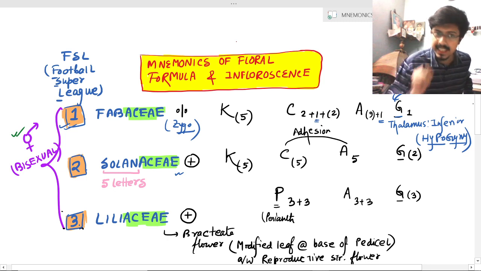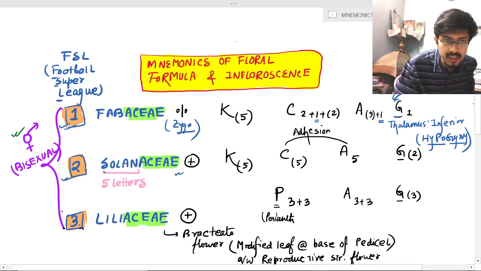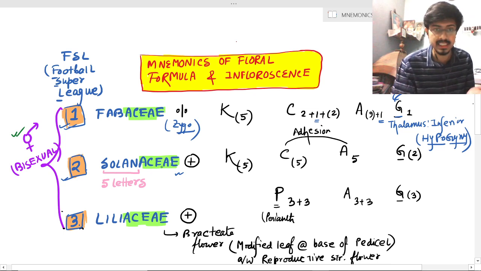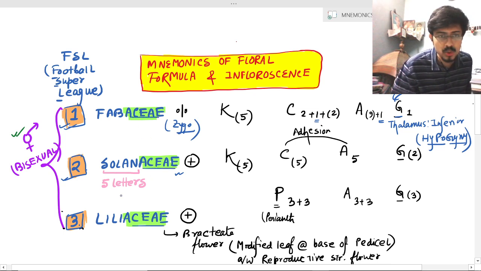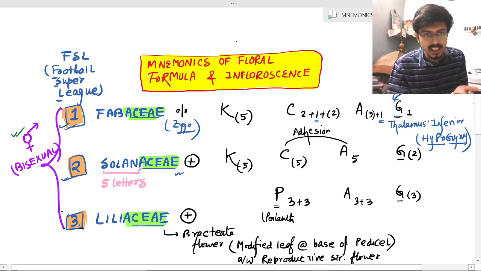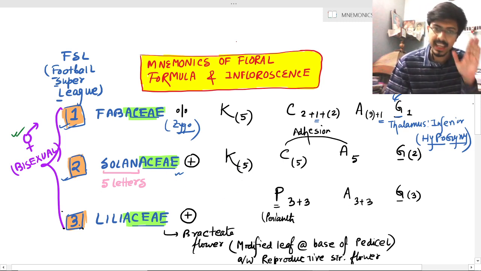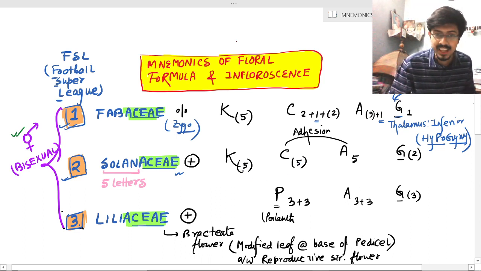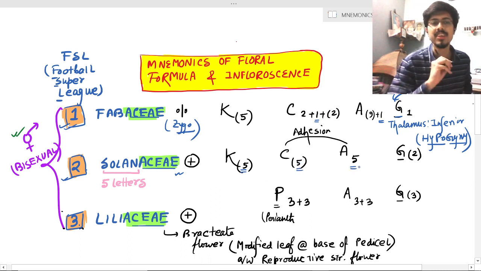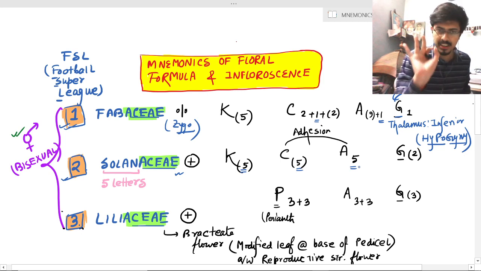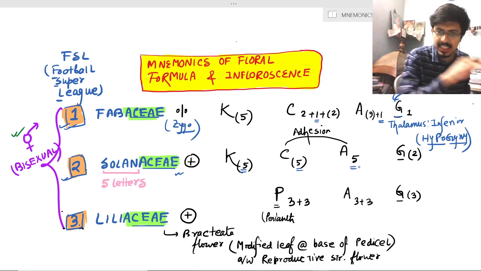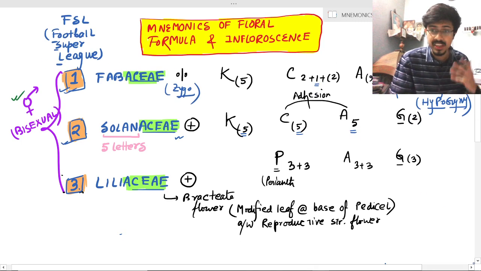This is a clue. In the second serial number, there will be 5 letters: Solan, AC. AC is common in the three families. So here is 5 letters, SOLAN. The number 5 will be found in the calyx, corolla and androecium. Very simple: there is 5, here is 5, here is also 5. So in the options, if you see the number 5 in calyx, corolla and androecium, then you straightforward mark Solanaceae. You will save many seconds in the exam. This will be crucial for physics, chemistry and other parts, where you can solve many questions if you save the time.